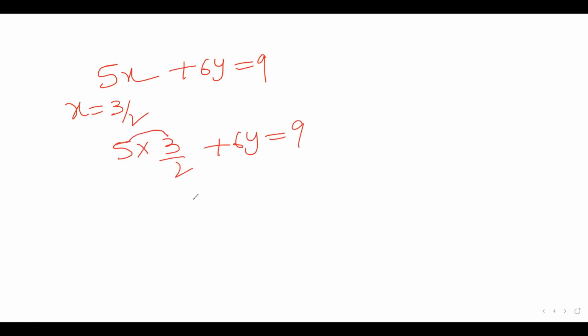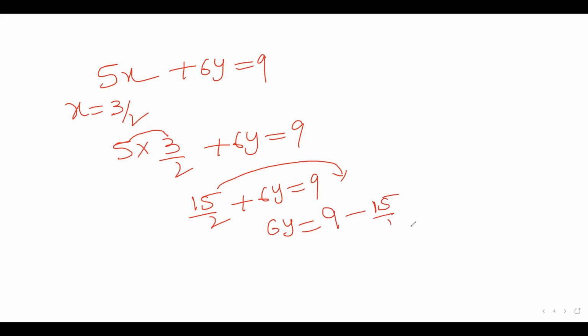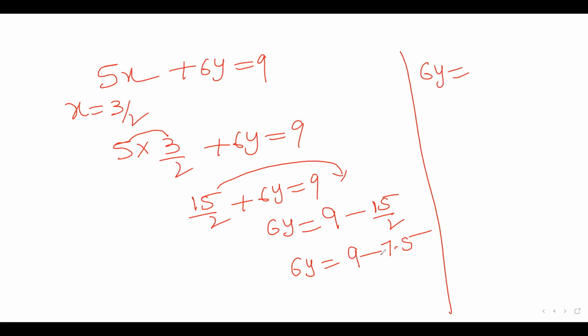Numerator into numerator. 15 by 2 plus 6y is equal to 9. Transpose this. 6y is equal to 9 minus 15 by 2. If you don't want to take LCM, you can write 15 by 2 as 7.5. For a change, I am doing it differently, not taking LCM. 9 minus 7.5 is 1.5. y is equal to 1.5 by 6.